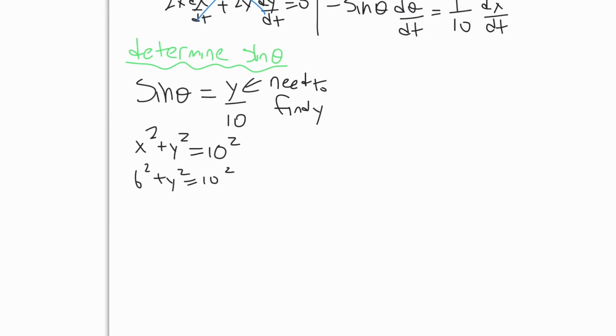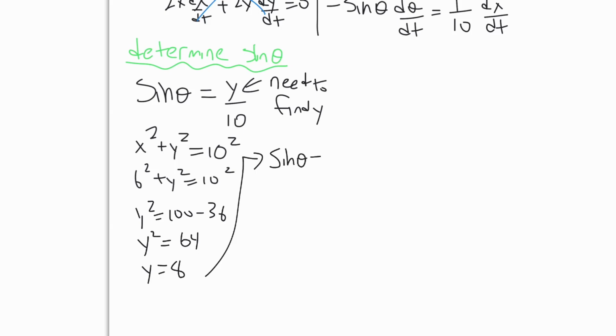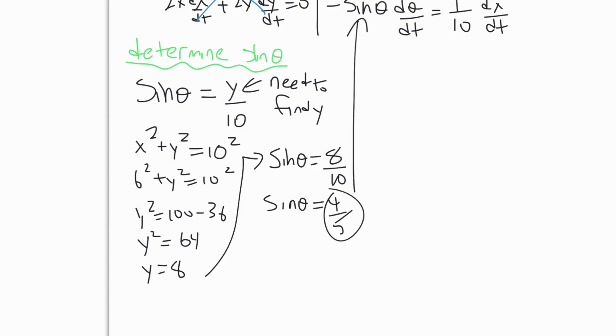Let's go ahead and work that math. y squared is going to equal 100 minus 36. y squared is going to equal 64, so y equals 8. Which is then going to give us sine theta equals 8 over 10, which simplifies to 4 over 5. Okay, we were able to find our value for sine theta. We can take this and plug it in over here.